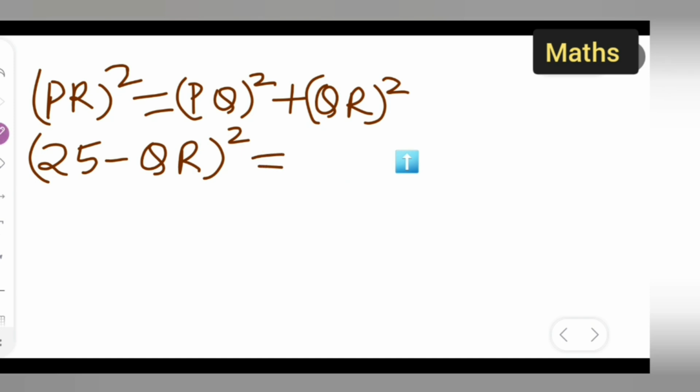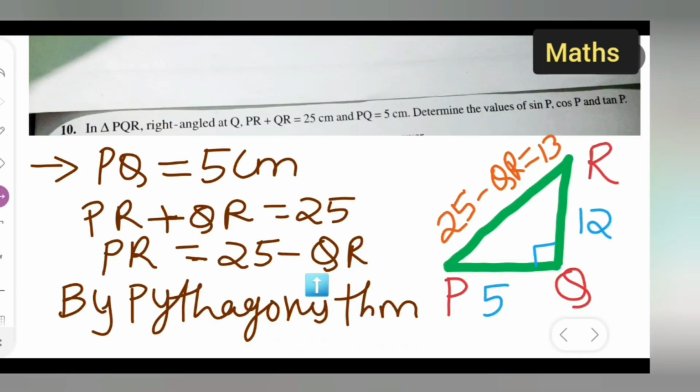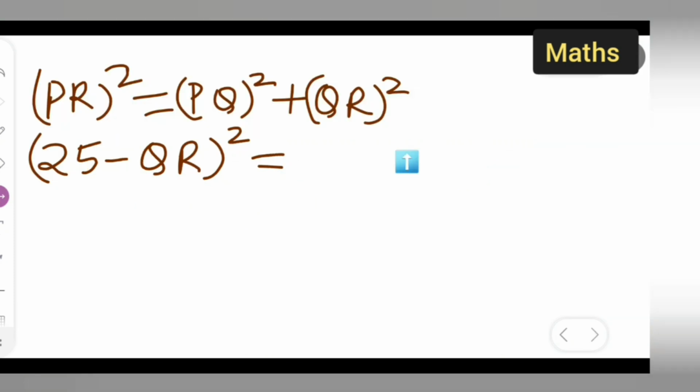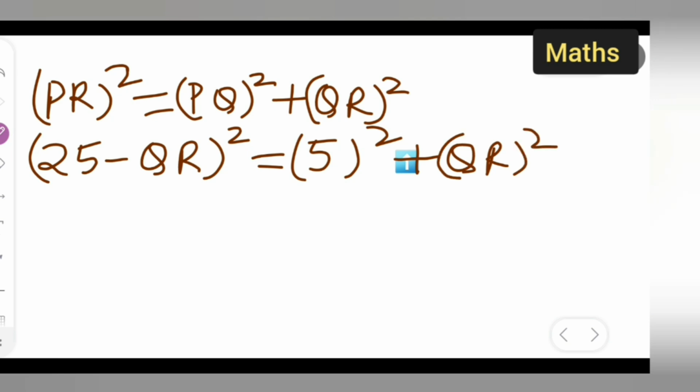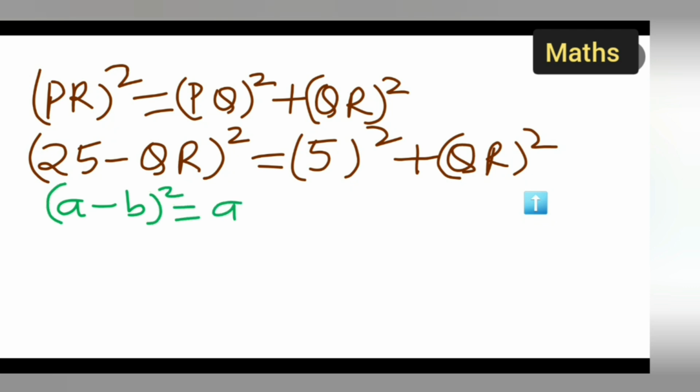So PQ is nothing but 5, so write down 5 square. QR is not given, so you'll have to write it as it is, QR the whole square. Here you are going to apply the A minus B the whole square rule. A minus B the whole square is equal to A square minus 2AB plus B the whole square. This is a rule which we are applying.